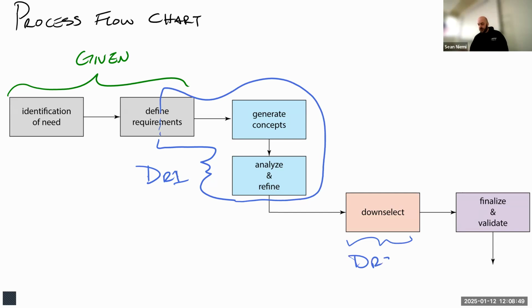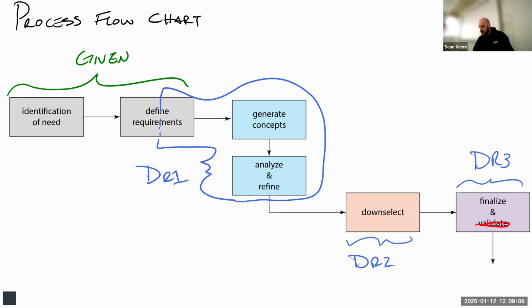This is DR2. And then the finalizing. For DML, we are not going to be validating. There's not enough time in the semester to prototype and test designs, but we are going to finalize designs and figure out manufacturing plans, et cetera, in DR3.